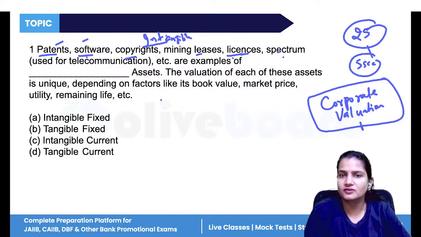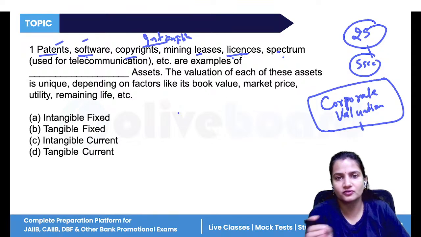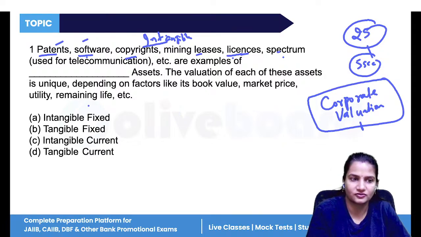Now, we know that intangible assets give you value for more than 1 year. A patent is not for 2 months or 3 months, it is more than a year. The software which you have used in your system is not for 2 months or 3 months or 8 months, it is more than a year. So those assets which give you benefit for more than a year are called fixed assets. Hence, it is intangible fixed assets.